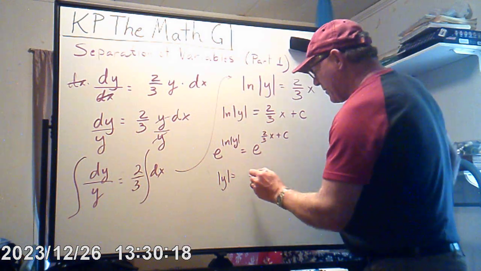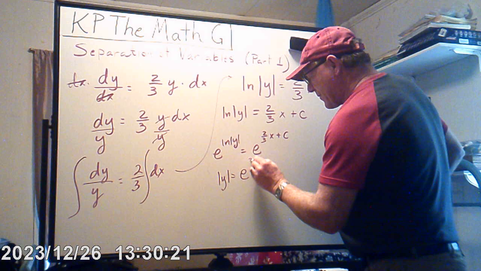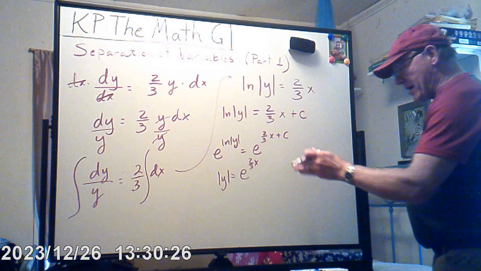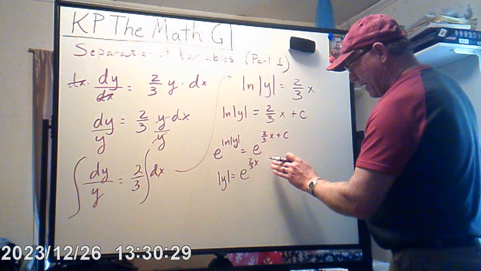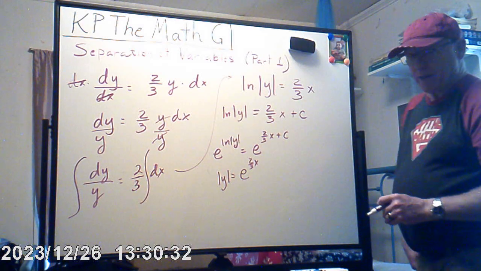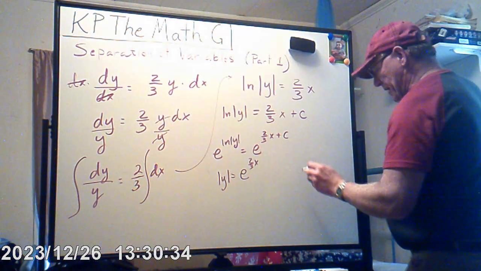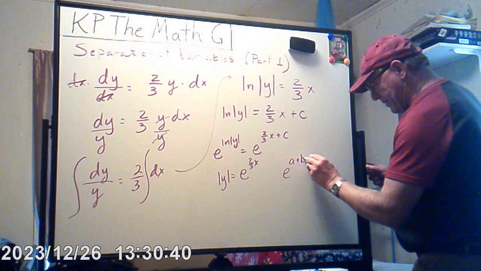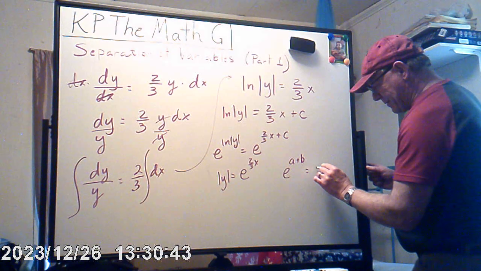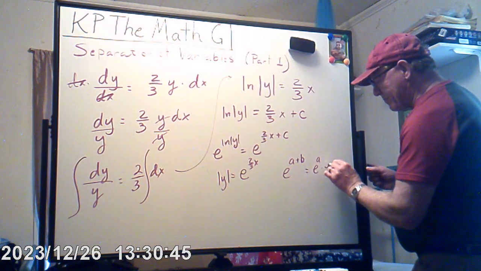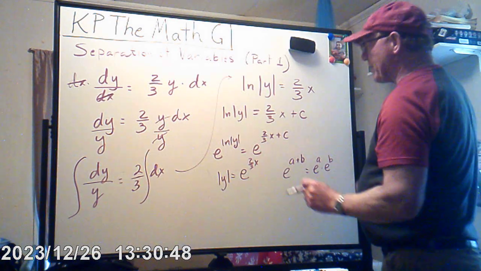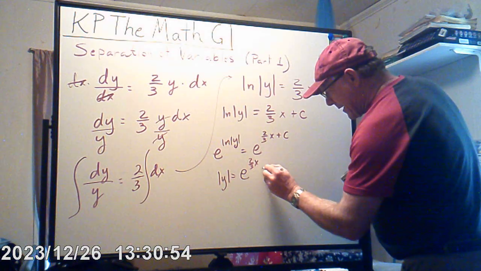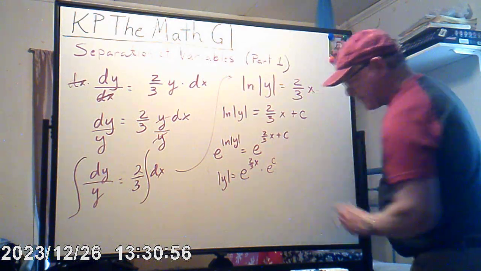Then we can say this is e to the 2/3 x. Let me emphasize something here, and we're going to write it in a certain form. e to the a plus b, well, we could say c, is equal to e to the a times e to the b. So we can do that right here. This is times e to the c.